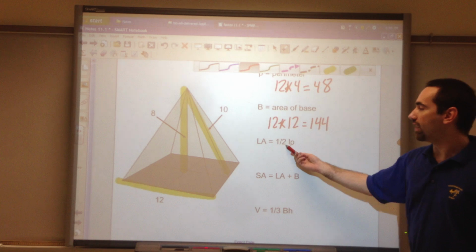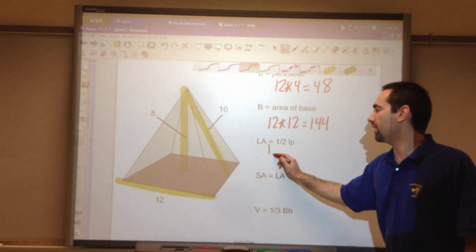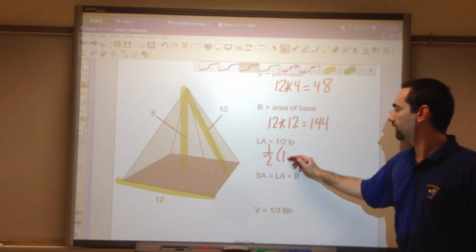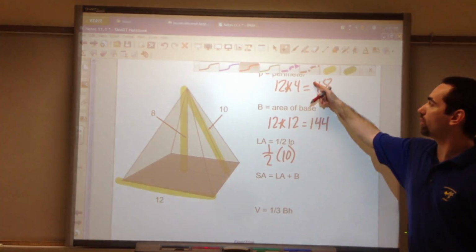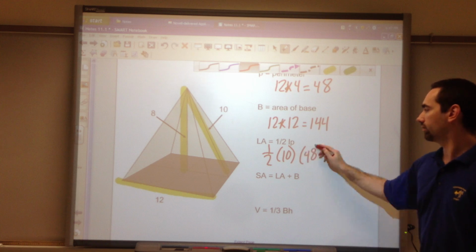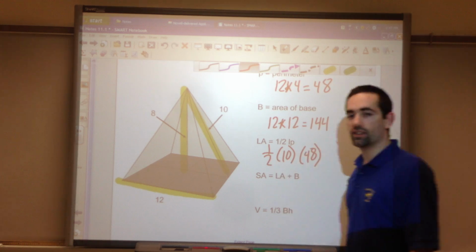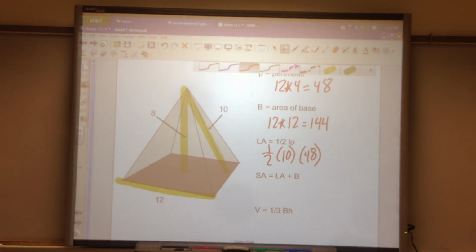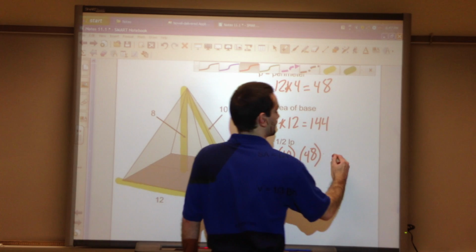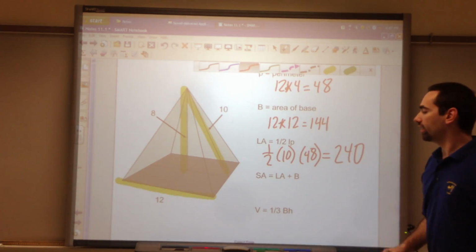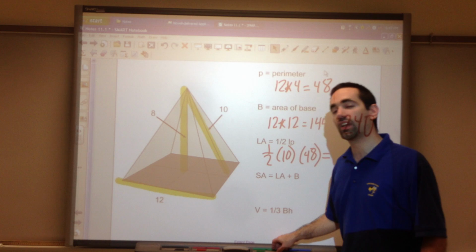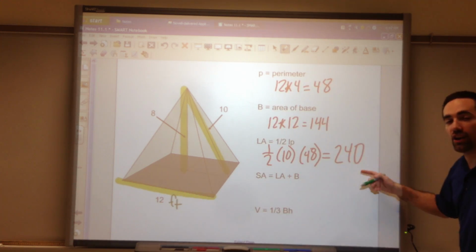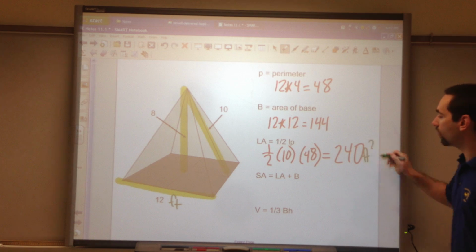Lateral area, 1/2 LP. So it's 1/2 L, slant height, times P, the perimeter of the base. So 1/2 times 10 times 48, and we get 240. Now again, if these measurements were in feet, this as an area would be feet squared.